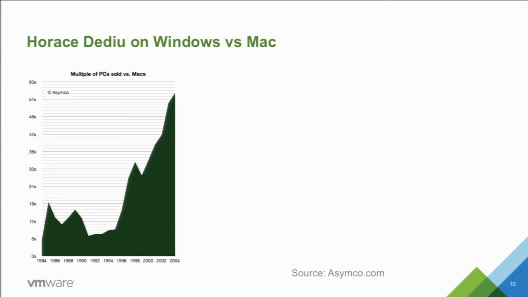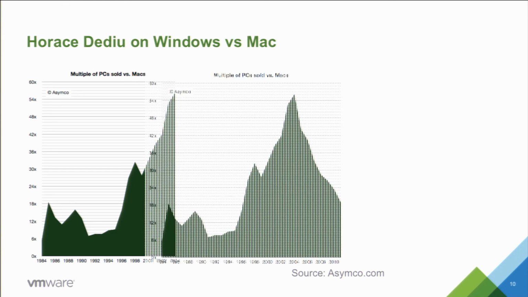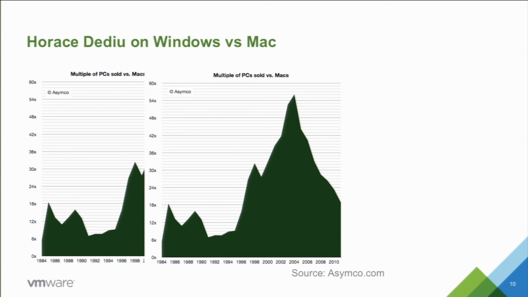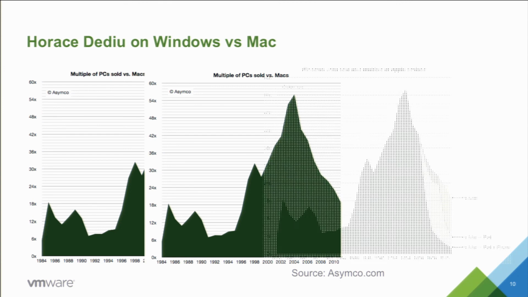And I'm picking on Mac here because there's some interesting data here that I'll get to in just a second. But it was 56 times the number of PCs sold than Macs. Then the decline began in 2004 through about 2010, where now we're only at about 18 to 20, probably about 20 times the number of PCs sold versus Mac. And this trend continues as time goes on. But there's an interesting data point.